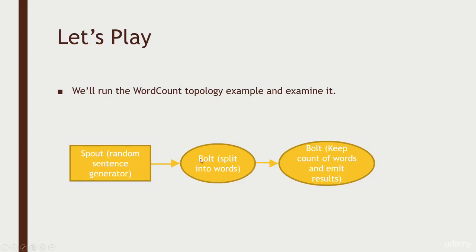So fundamentally, this is just a split operation that splits sentences into words, and this bolt is just a big old hash map that keeps track of how many times each word appears over time. And those updated counts will be emitted to the logs as the final output of this topology. So let's go make that happen in our next lecture.